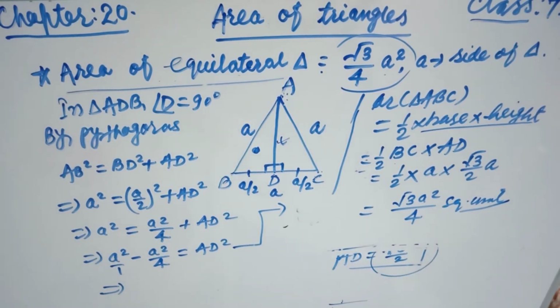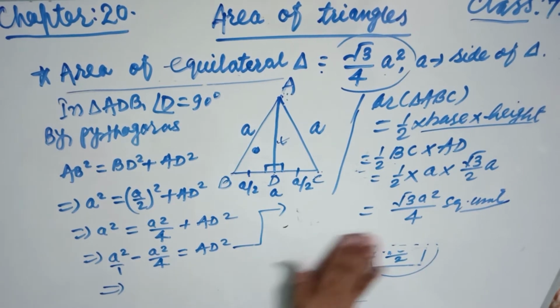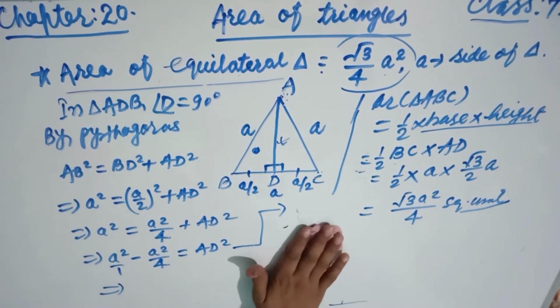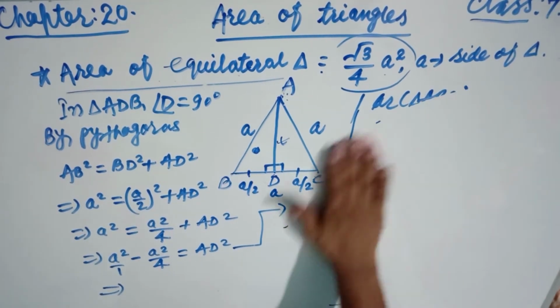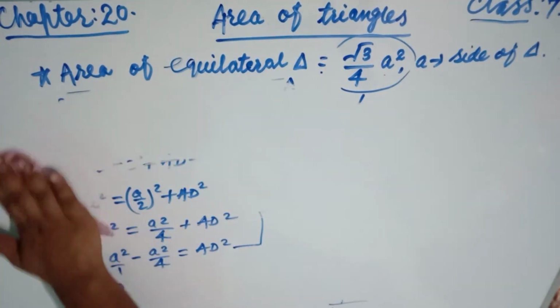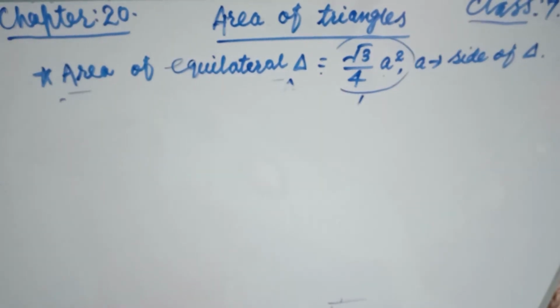So this proves, friends, root 3 by 4 A square, where A is the side of the equilateral triangle, and this is the formula of an equilateral triangle. So we can say the area of an equilateral triangle is square root 3 by 4 into side A square. Okay.